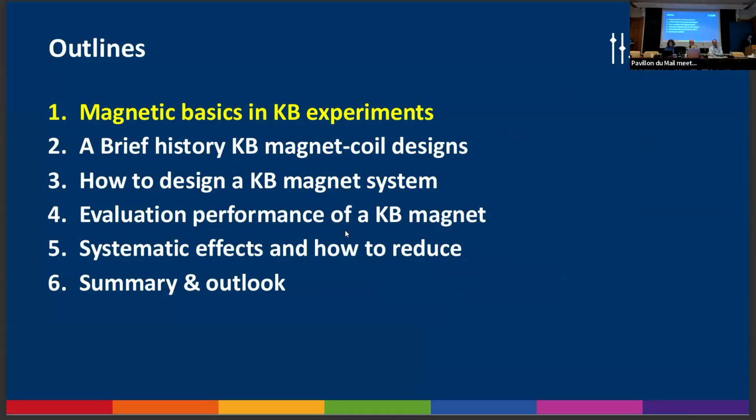The first one is some very fundamental concepts. The second one would be a very brief history of the Kibble magnet development. The third would be how to design a good Kibble magnet system. And once you have the design, you need to make it into reality. Then you need to evaluate the performance of such a magnetic circuit. Then in the final aspect, I would like to talk about some systematic effects related to the magnet and some methods to reduce these kinds of errors.